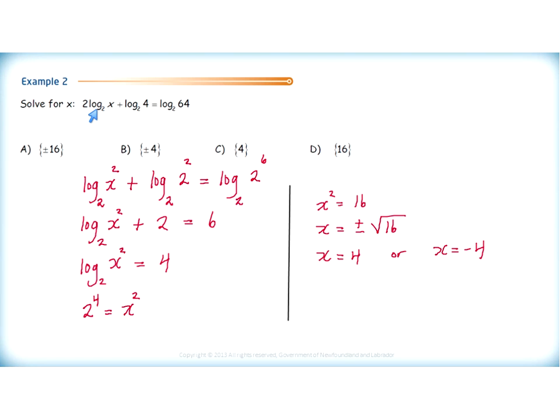When you look at the original equation, notice that you would be taking the log of a negative 4. This is not possible, so we have to reject x equals a negative 4 as a possible solution. And your only answer in this case would correspond with C as your multiple choice item.